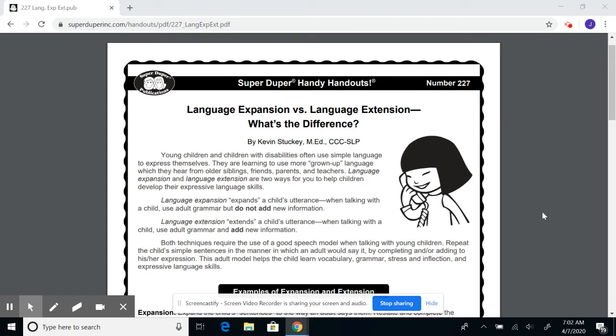So, the first technique that we can use is language expansion. This is where you are expanding a child's utterance. For example, if a child points to a door and says "outside," they could be requesting that they want to go outside. So, in order to expand their language, you are going to restate what they said in a complete sentence. You can say, "Do you want to go outside?"